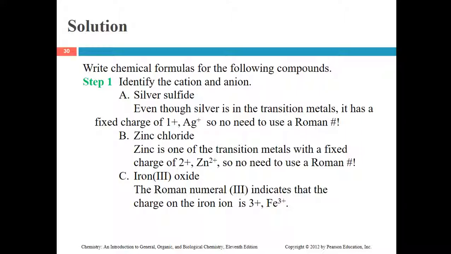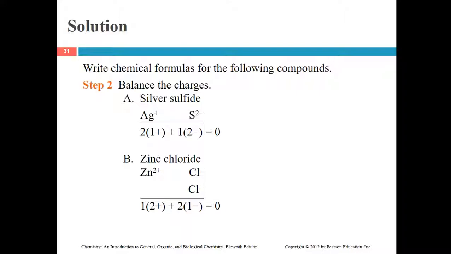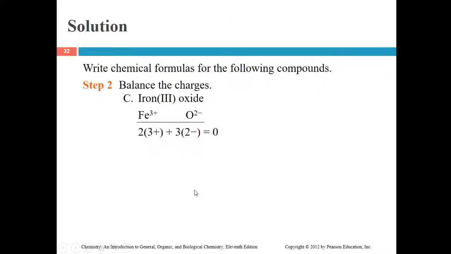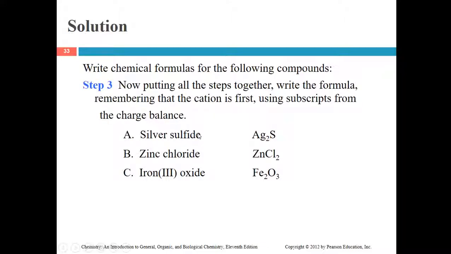All right, so now then, let's go ahead and start writing the formulas. So silver is a +1 charge. The sulfur, when it becomes a sulfide ion, is a -2 charge, so I'm going to need 2 silvers. Zinc is a +2 charge. Our chloride ion is a -1, so I'm going to need 2 of those -1 charges. Our iron 3 and our O2, we're going to need 2 of these +3 charges to balance out the 3 of the -2 charges. So when we put it all together, Ag2S, ZnCl2, Fe2O3.